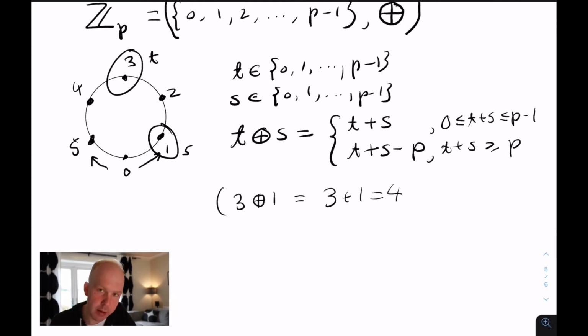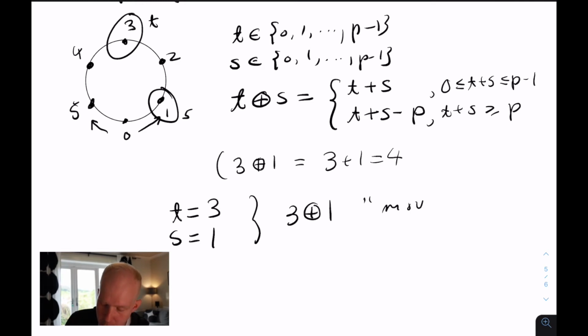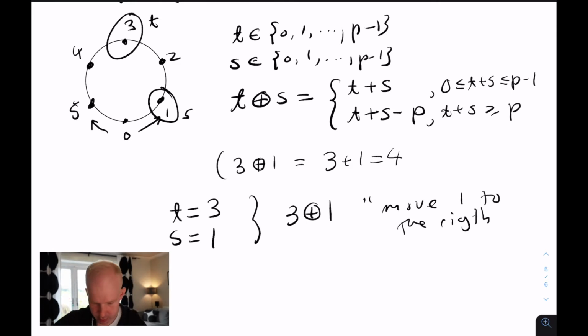Now, heuristically speaking, you can take, let's say, the position 1, and then add maybe 3 times. You can make an intuition that if you start from, let's say, t equal to 3 and s equal to 1, then 3 plus 1 means moving 1 to the right of 3. So that's kind of what you do in the circle.